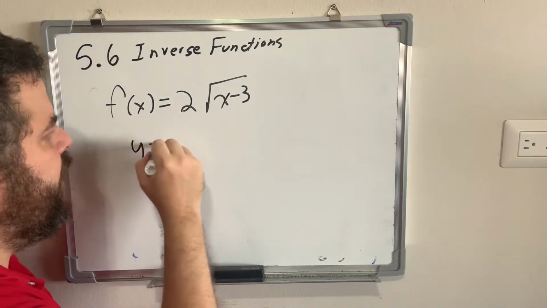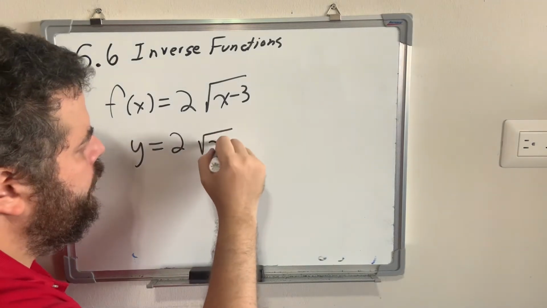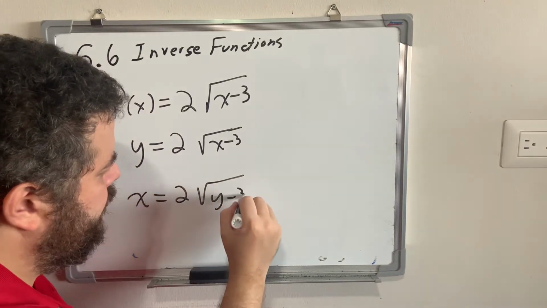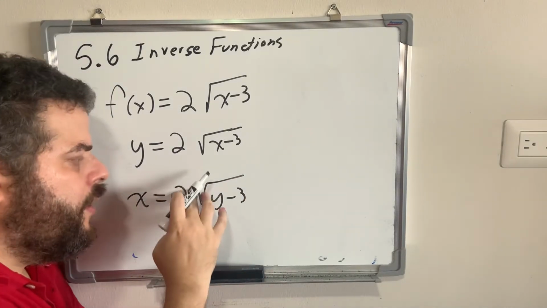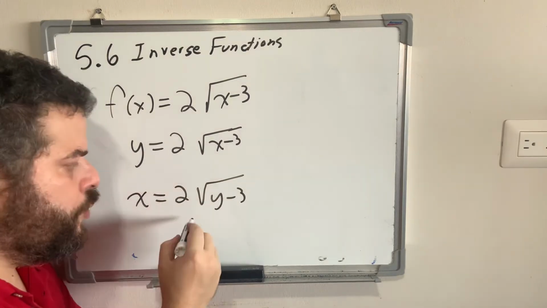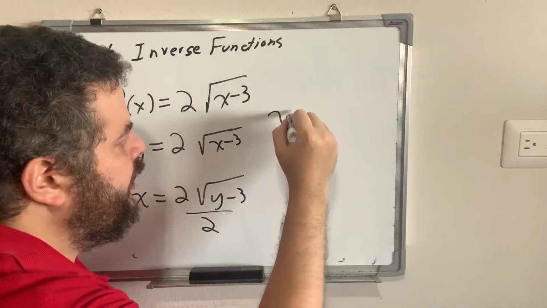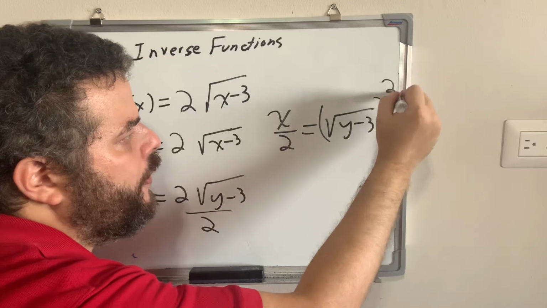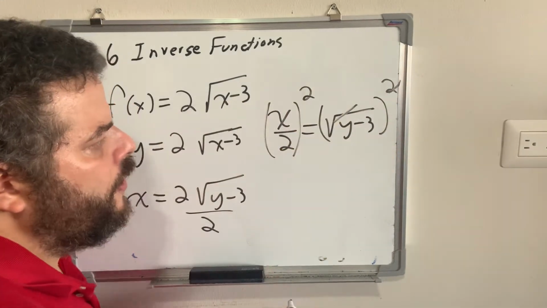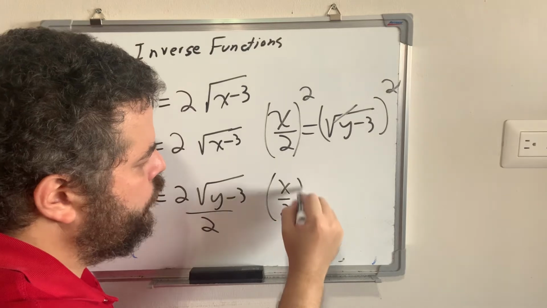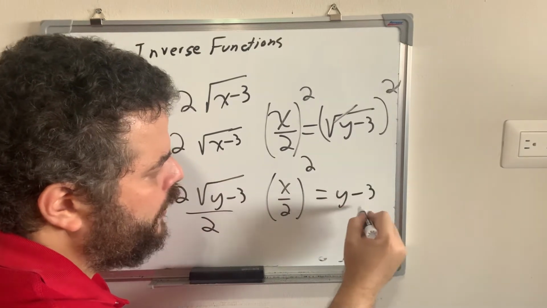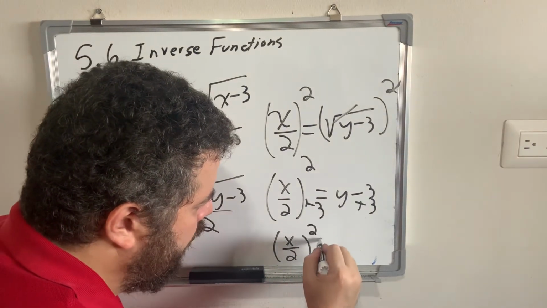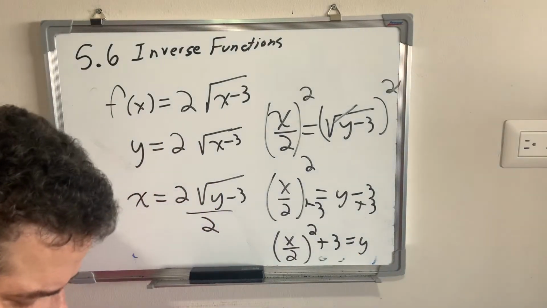Step 1, change your f of x for y. Step 2, change your x's and your y's. Step 3, isolate y. Here, you can't touch the radical until you get rid of the 2. The 2 is multiplying, so I divide by 2. So I'm left with x divided by 2 equals square root of y minus 3. Now I square this to cancel out the radical. And I have x divided by 2 squared equals y minus 3, plus 3 on both sides, and you're done. So the answer is x divided by 2 squared plus 3 equals y. That's the inverse.